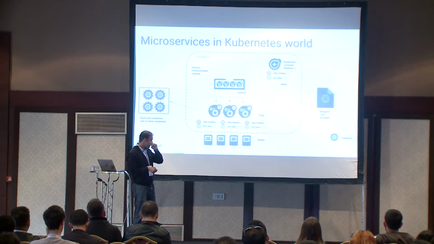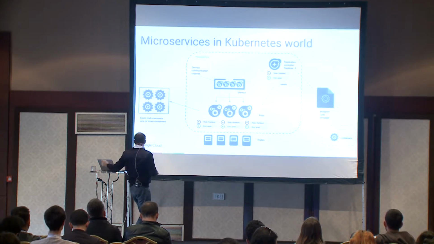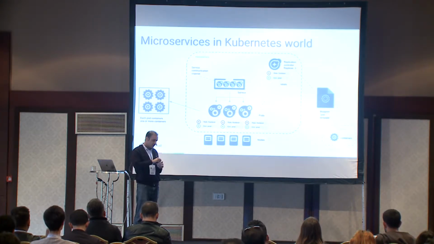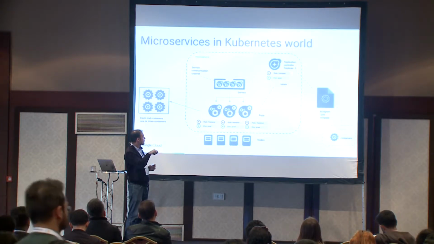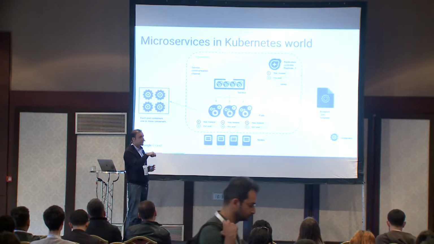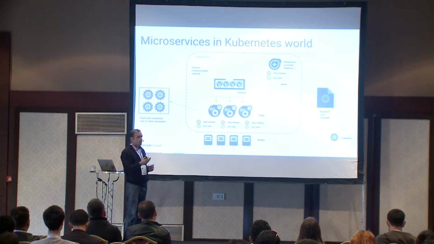And Kubernetes looks at your infrastructure. So these are the nodes that you have in your cluster. It will look at the nodes, and it will figure out how to create these pods and how to schedule them onto your nodes. And once your pods are running, you want to expose them to the outside world.